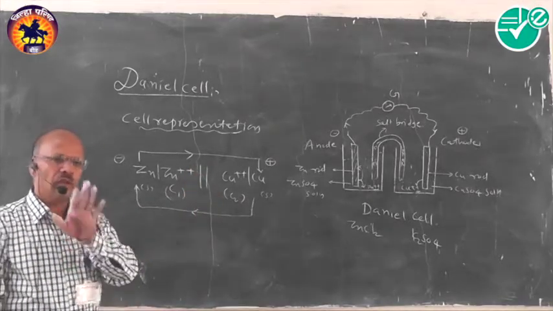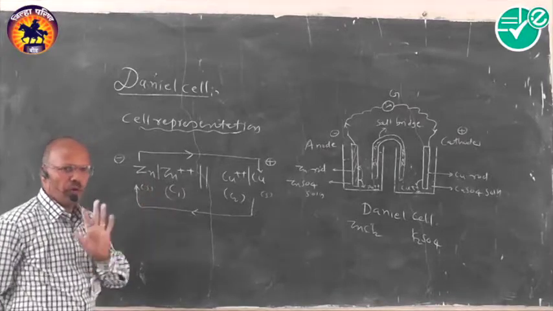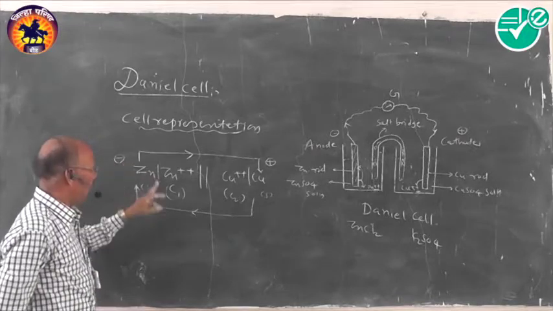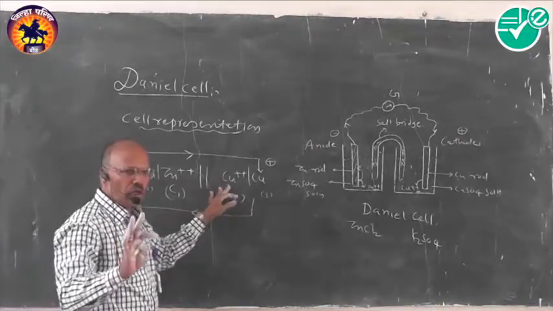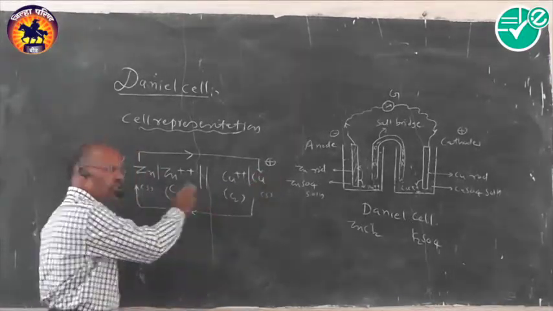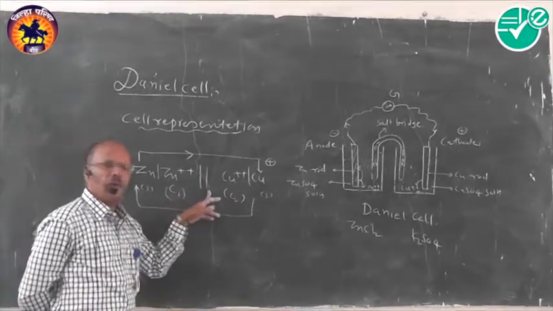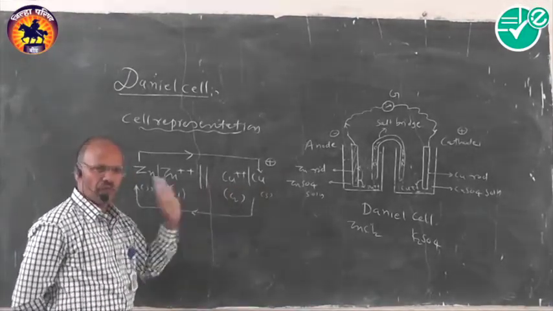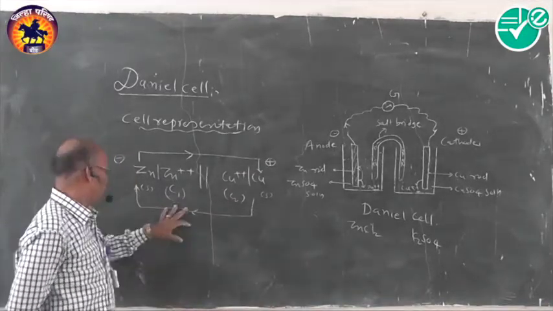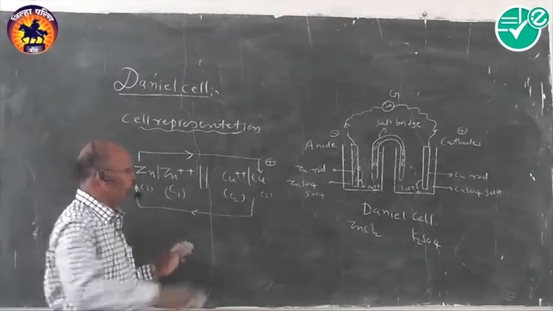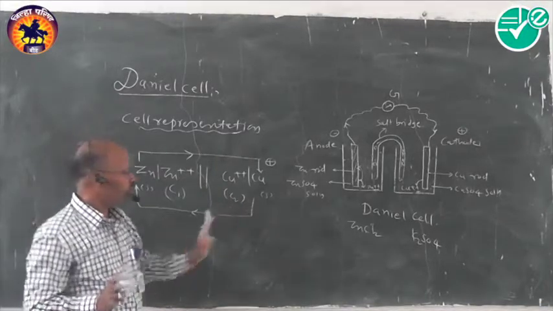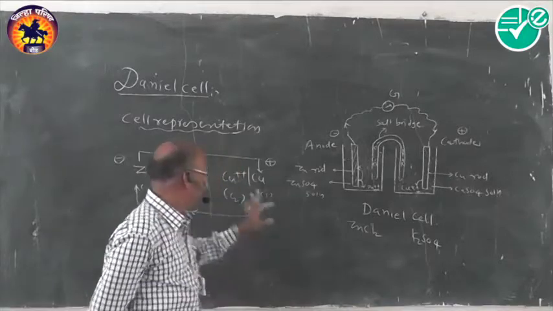What are the sign conventions? Very simple. The negative electrode, the oxidation electrode, is represented on the left hand side with a negative sign, and the cathodic electrode is represented on the right hand side with a positive sign. These two half cells are separated by a double vertical line known as the salt bridge. Along with that, the concentrations of the solutions are represented in brackets as C1, C2, and the transfer of electrons from anode to cathode we represent in this fashion. So remember that the cell representation of the Daniell cell follows like this.